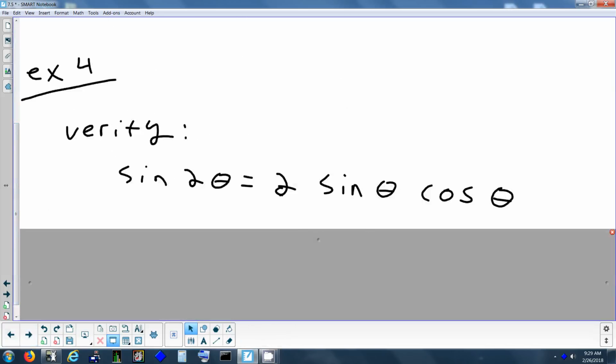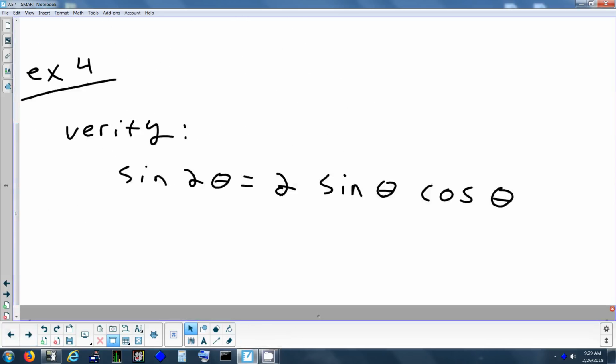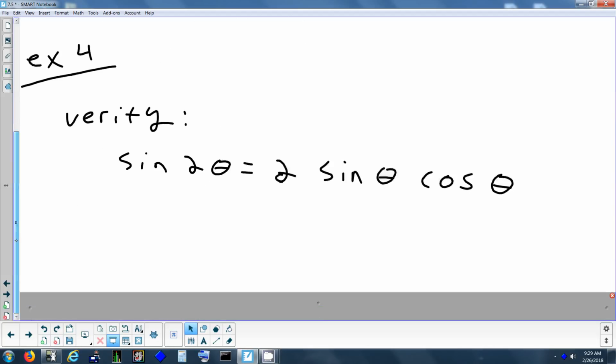I think this will be one of the last proofs I go through today, just because if I prove everything, it's going to start taking a long time. All right. So I want to prove that the sine of 2 times something is the same as 2 sine cosine. So I'm going to start with that.